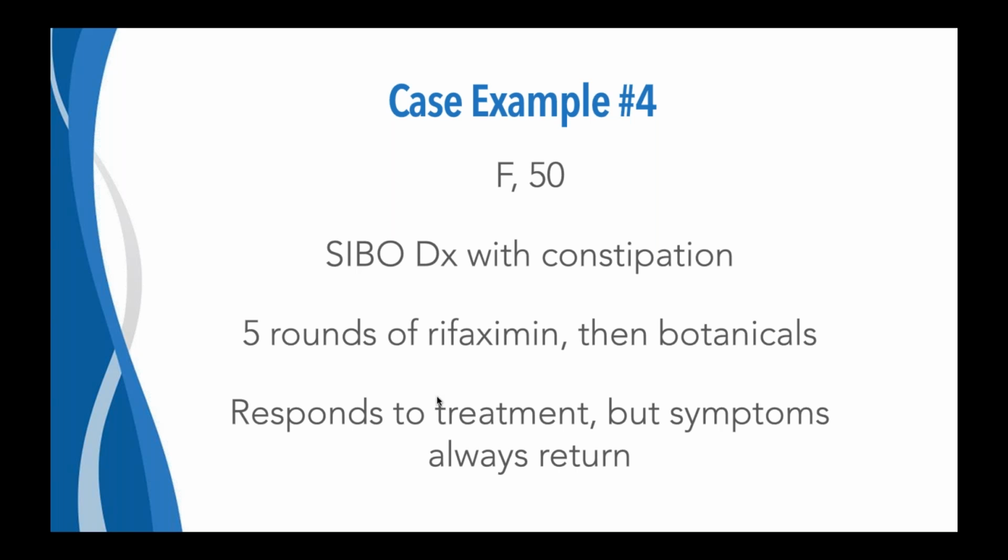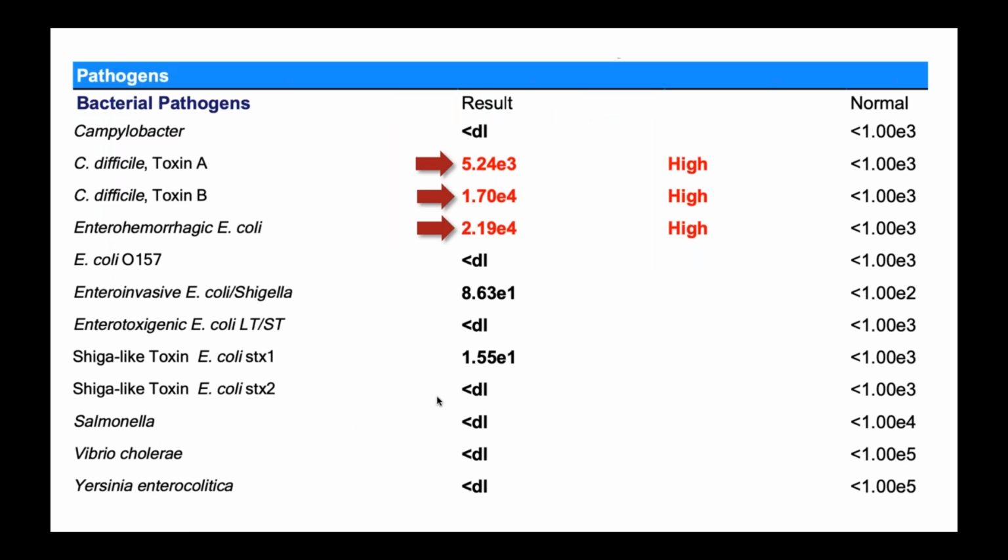So again, kind of the worst case scenario when it comes to SIBO, where treatment really doesn't have a long-term effect. In this case, we saw kind of an interesting pattern. So there was some C. diff overgrowth, and this is based on the detection of the toxin genes, in this case, indicating that the potentially pathogenic strains were in fact present and overgrown.